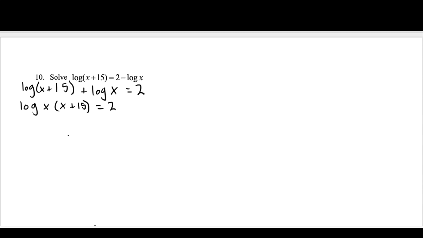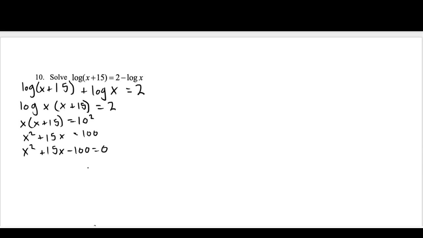And now I can rewrite this in exponential form. Log, this is a common logarithm, which means it has a base of 10. So I get x times (x plus 15) equals 10 squared. Or if I distribute the x, I get x squared plus 15x. 10 squared is equal to 100. So I get the quadratic x squared plus 15x minus 100 equals 0.